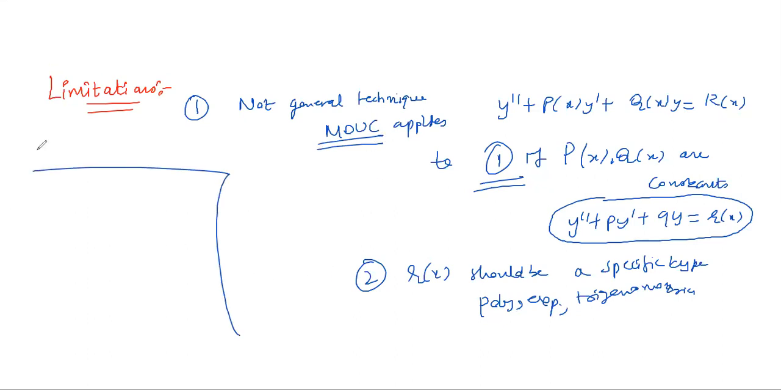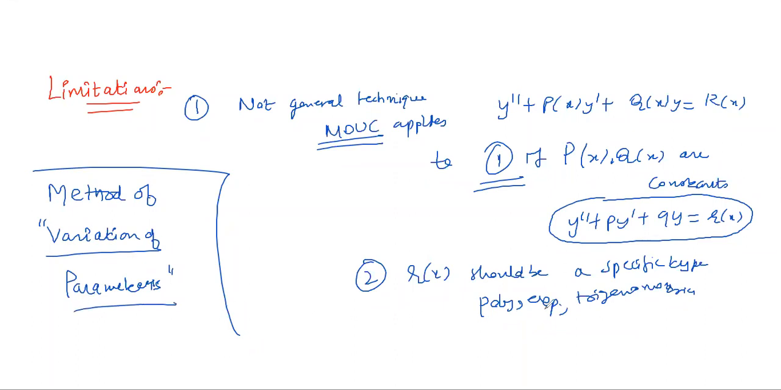So this suggests that we need a new method which is more general and has no such limitations. The name of that method is variation of parameters. It's called variation of parameters, not method of variation of parameters. This one is known as the method of undetermined coefficients, and this is variation of parameters. I'll just give you a brief idea how this method works.